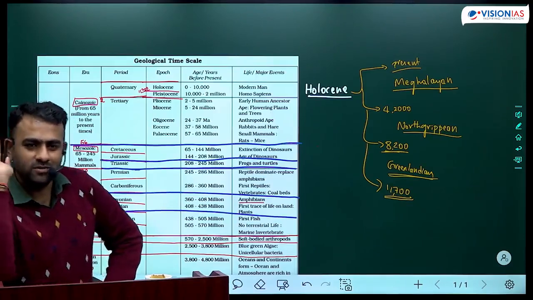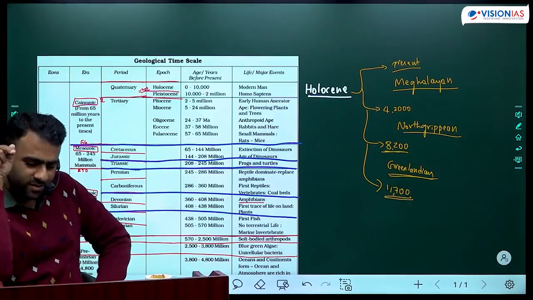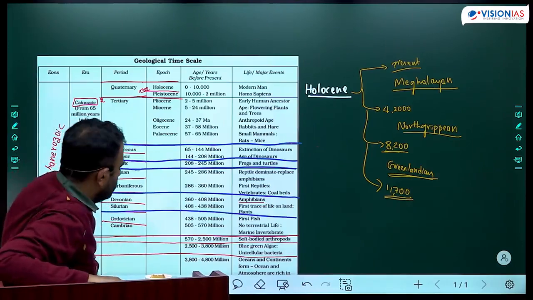There is no need to name the present epoch as Anthropocene. The present epoch is Holocene. We are still living in the Holocene only.